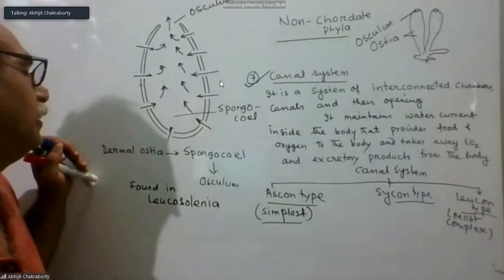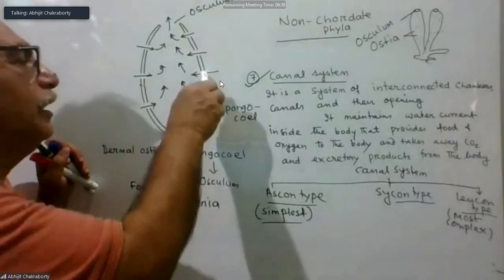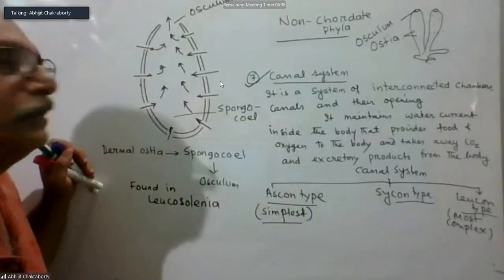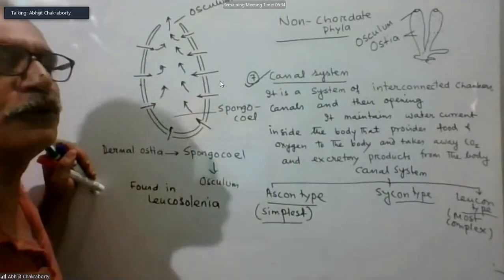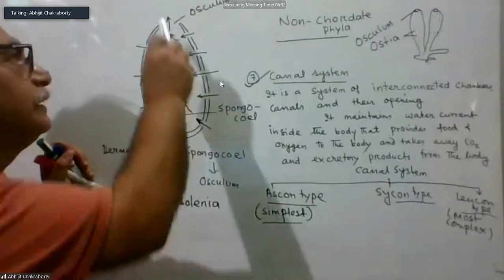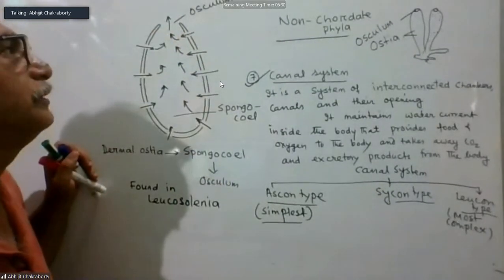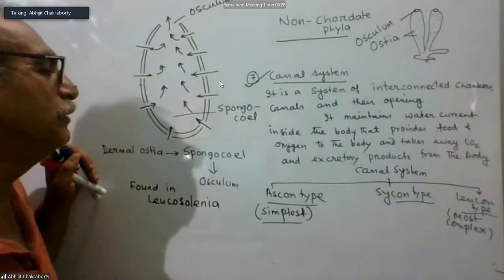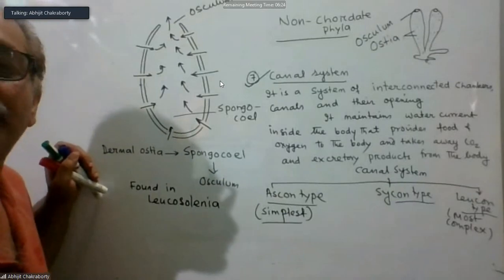I am showing now the dermal ostia, these are the dermal ostia through which water enters. This is the cavity called the spongiocele, and this anterior part is called the osculum. In this way the system is developed.